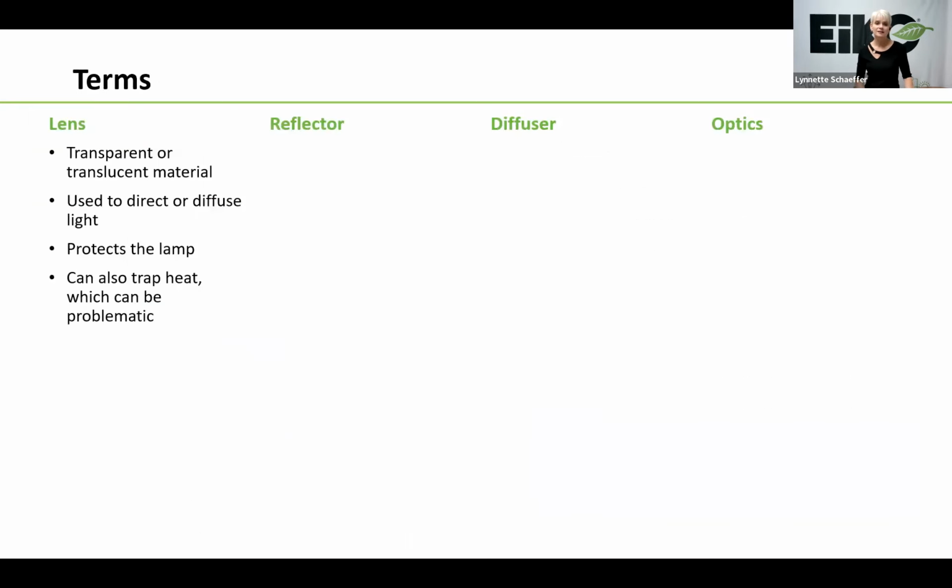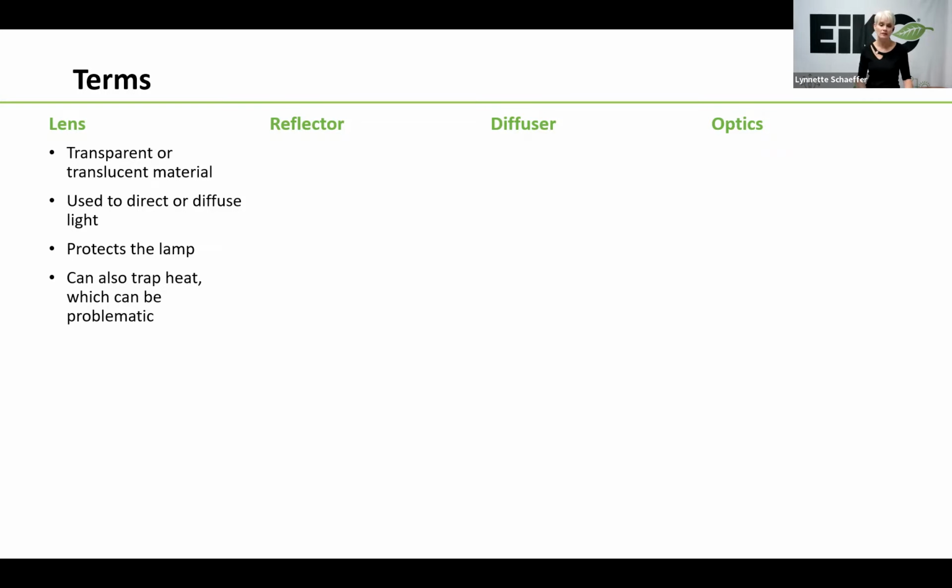Well, you use things like lenses and reflectors and diffusers and, of course, optics. So nearly all light sources have a lens, and the lens is usually some sort of transparent or translucent material, and is used to direct or diffuse light. Unfortunately, whether you're using traditional light sources or LED light sources, lenses can trap heat, which can be problematic, especially when it comes to LEDs. And of course, lenses can also get dirty and dusty, right?